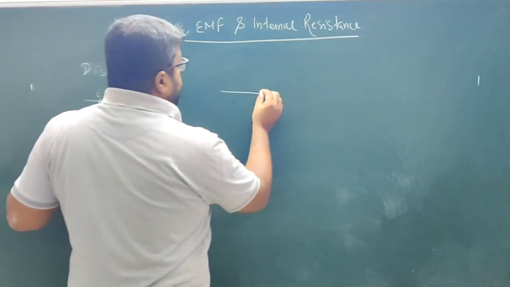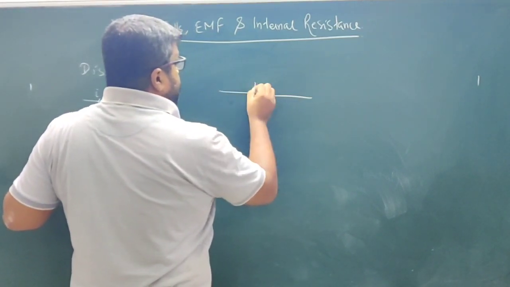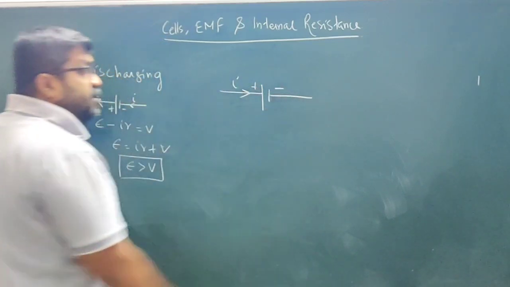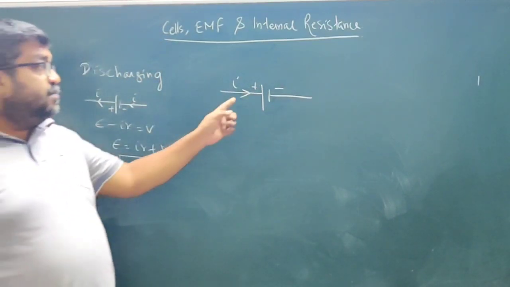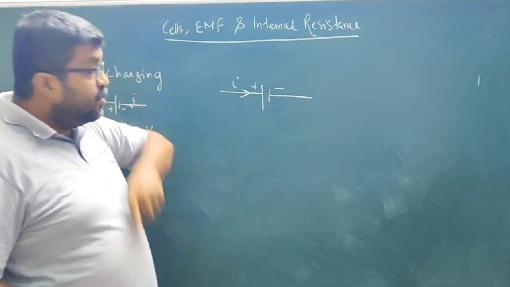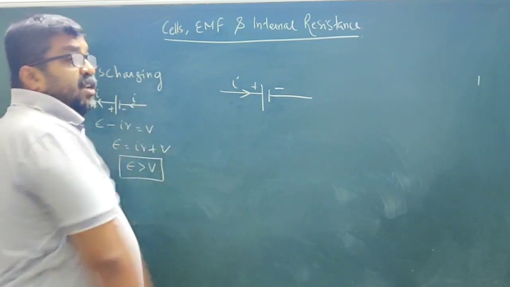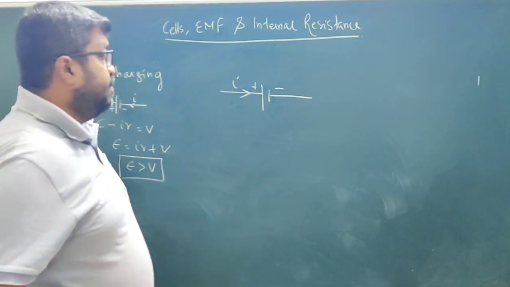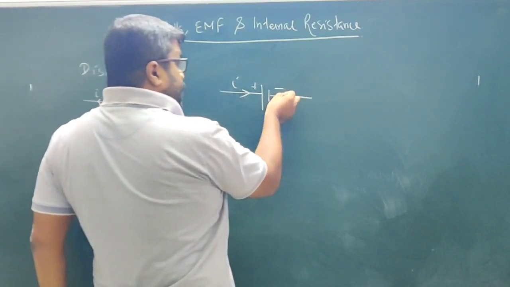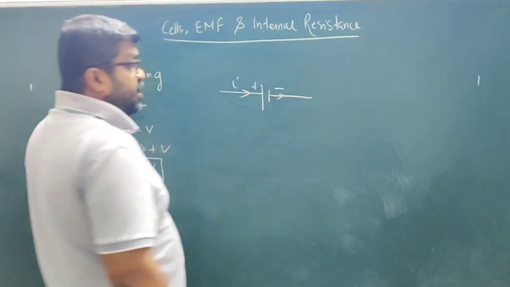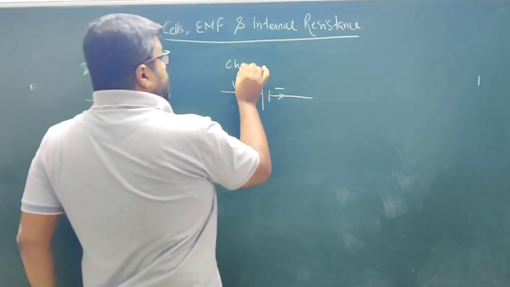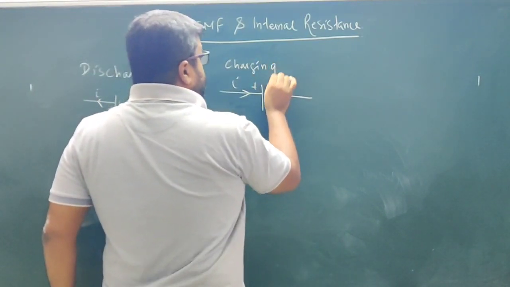Charging means, with this positive terminal and negative terminal, current will go into the positive terminal. Why will current go into the positive terminal? Because the cell is connected to some external source which is driving the current into the cell, which is charging the cell. So now the current flows out of the low potential, and the direction of current is reversed. This is called charging.